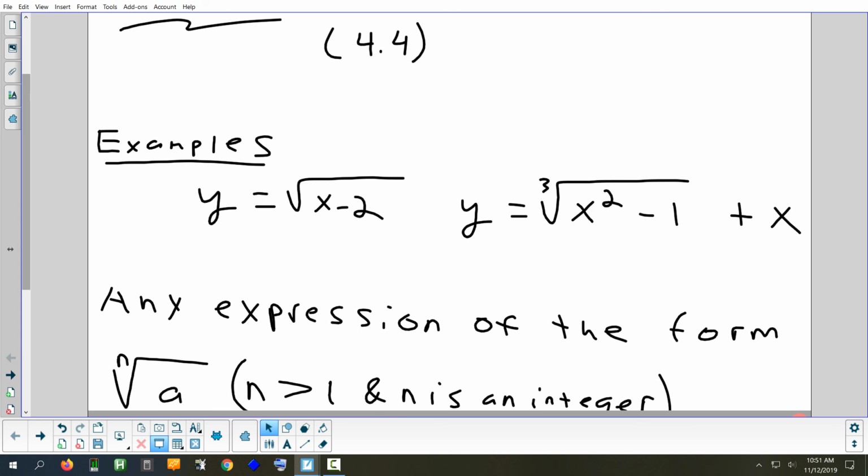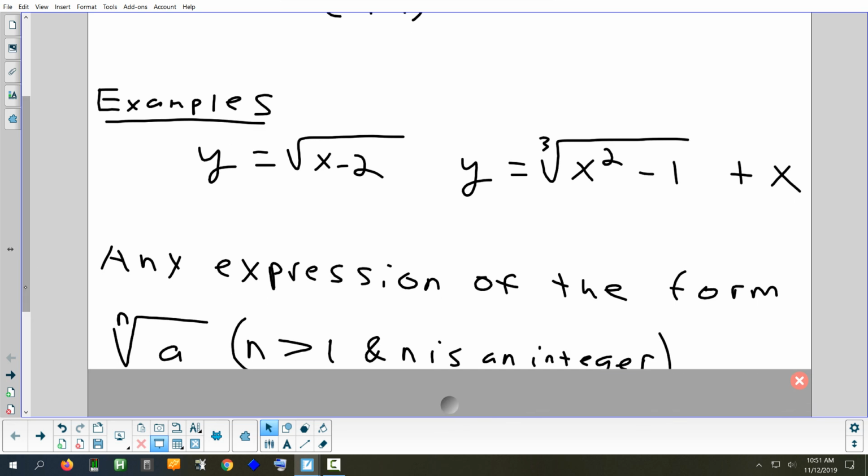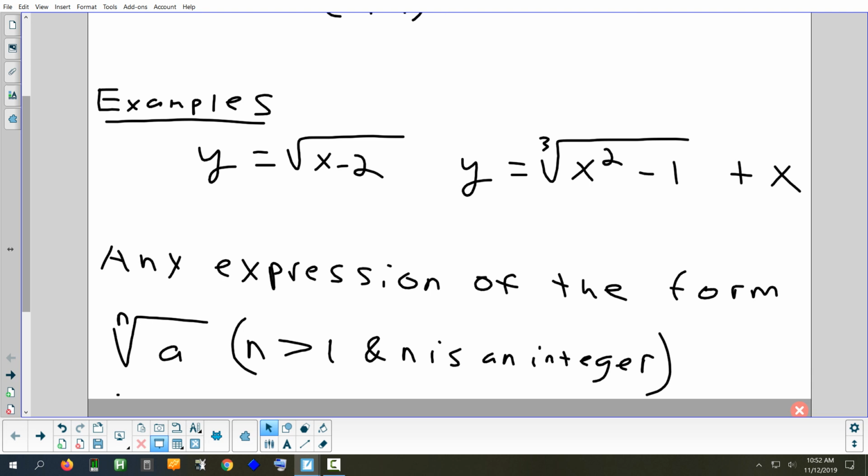Basically, any expression that has a root in it is called a radical, or is called a radical expression. Now, the most common root we see a lot is a square root, but you can have square roots, you can have cube roots, you can have all kinds of roots. And so anything that has this that I'm highlighting makes it a radical expression.